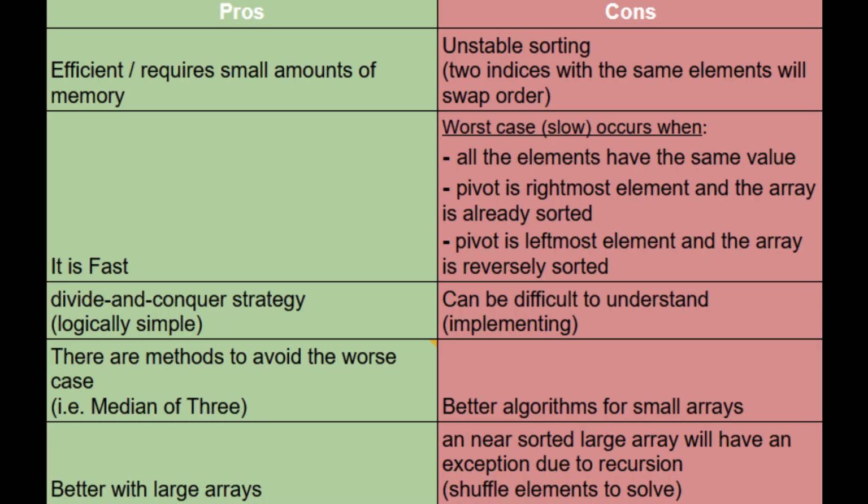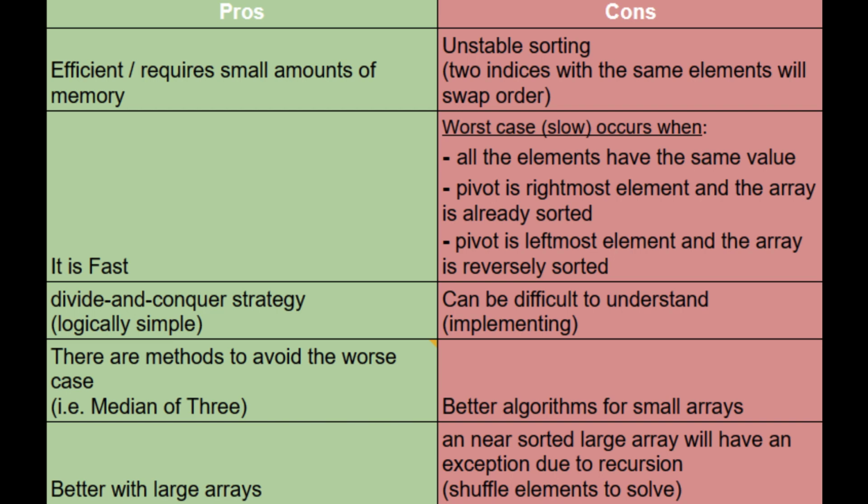The pros and cons of quicksort. The pros are that quicksort is more efficient than other sorting algorithms, which results in less memory being needed. It is fast, it is logically simple, and uses a divide and conquer strategy. There are methods to avoid the worst case, such as getting the median of the highest, lowest, and middle indices and using that as the pivot. It is better than other algorithms for large arrays.